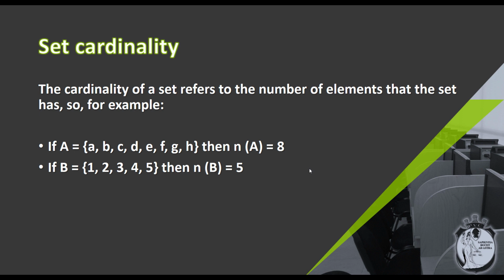Now the cardinality. Okay, the cardinality of a set is the number of elements of that set. For example, here, if you have that set A equals A, B, C, D, E, F, G, H, the cardinality of the set A is equal to 8, because we have 1, 2, 3, 4, 5, 6, 7, 8 elements of that set. Okay, another example, the set B equals 1, 2, 3, 4, 5, so the cardinality of that set is 5.